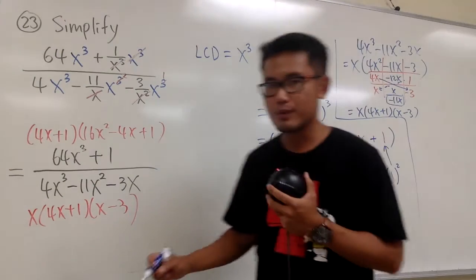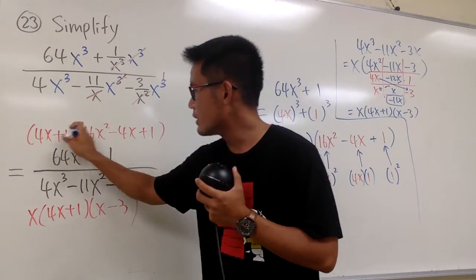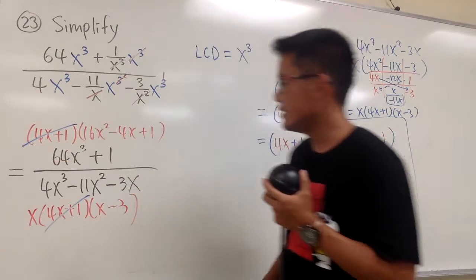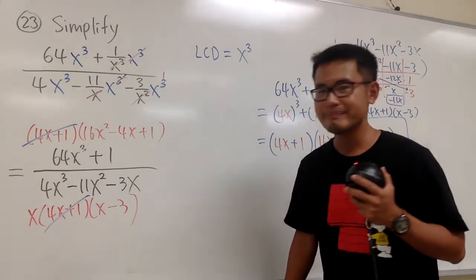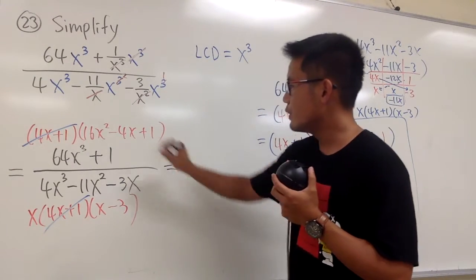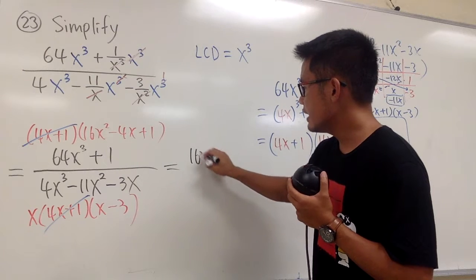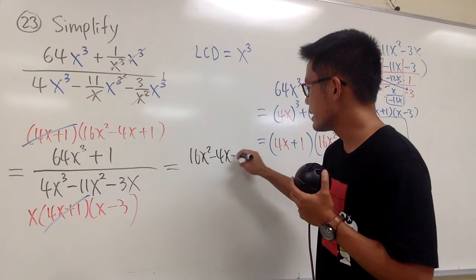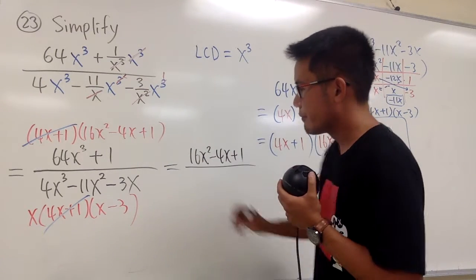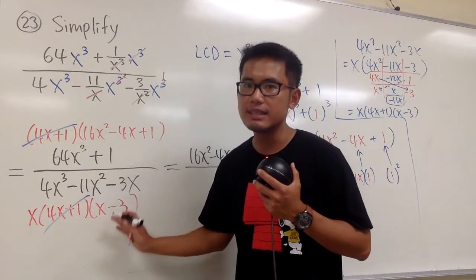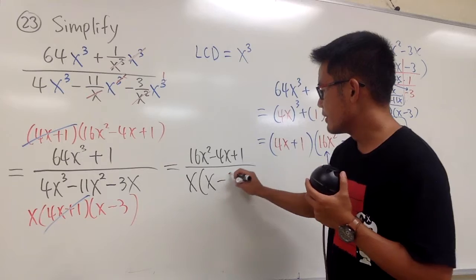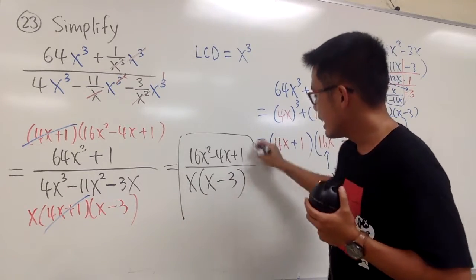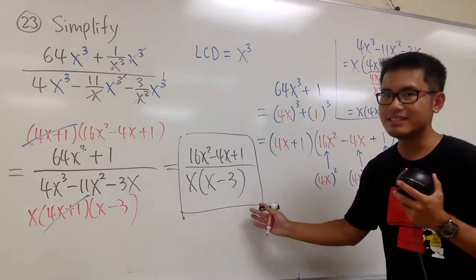At the end, we have what? We can cancel out this and that, the 4x plus 1 factor. And that's the most that we can do. And this is it. Final answer, we have on the top, 16x squared minus 4x plus 1 over x times x minus 3 on the bottom. Just leave it as the factored form. This is actually preferred. And here we have it. This is the answer.